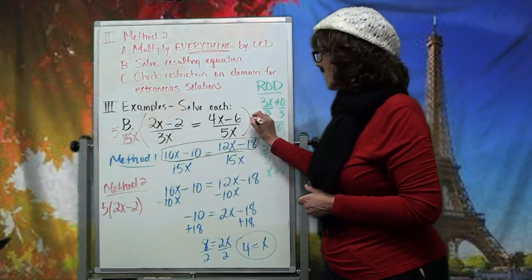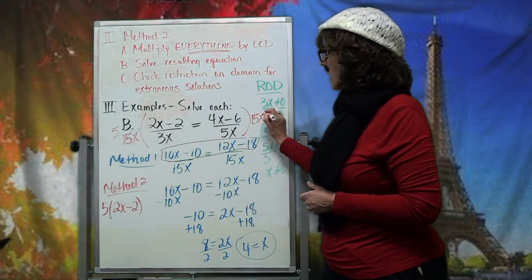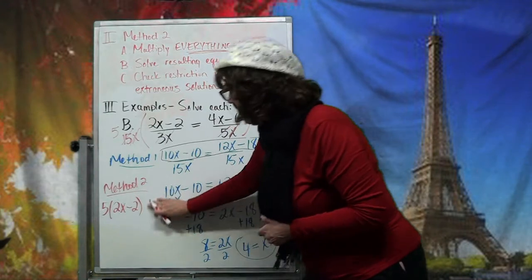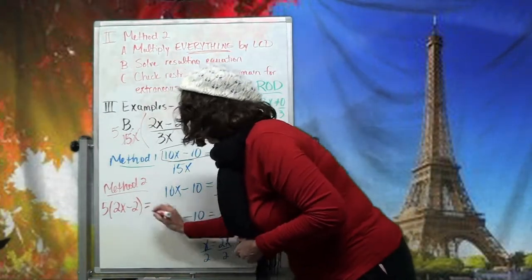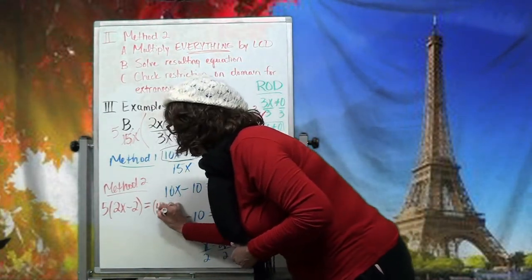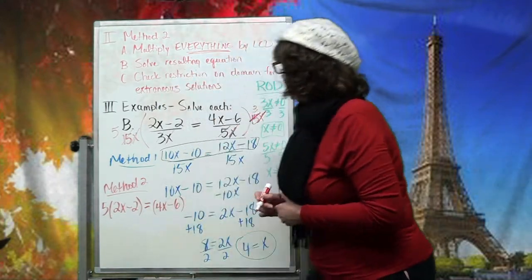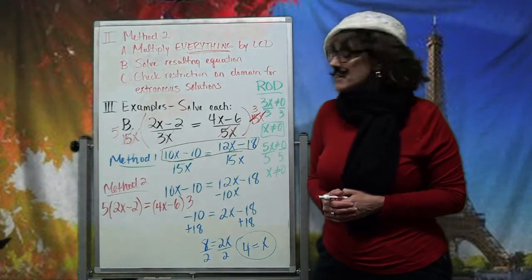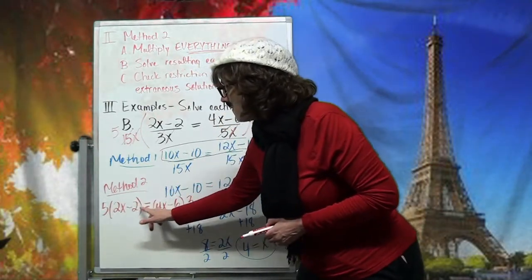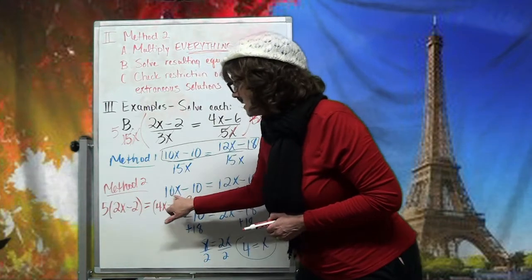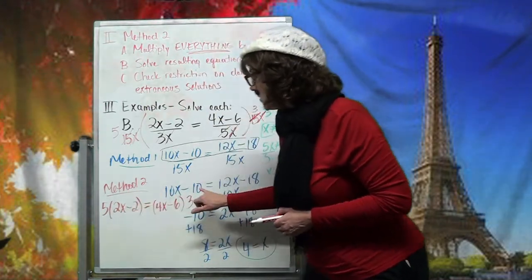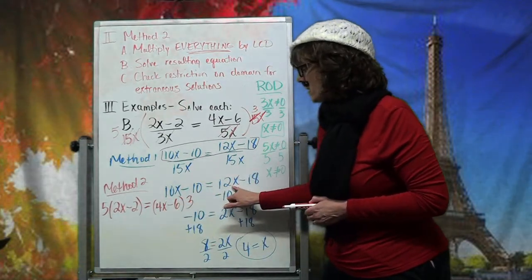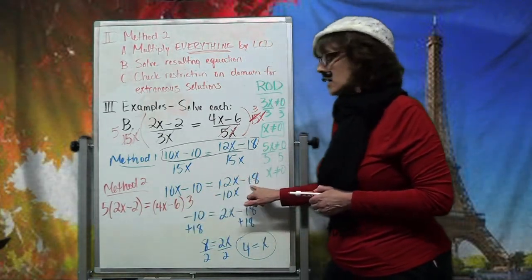And then on this side, when I multiply by 15x, again the x's cancel. 5 goes into 15 3 times. So on this side I'm going to have my 4x minus 6 times 3. This equation is pretty easy to solve. I distribute that 5 through: 5 times 2x is 10x, and 5 times negative 2 is negative 10. Distributing here, 3 times 4x is 12x, and 3 times negative 6 is negative 18.